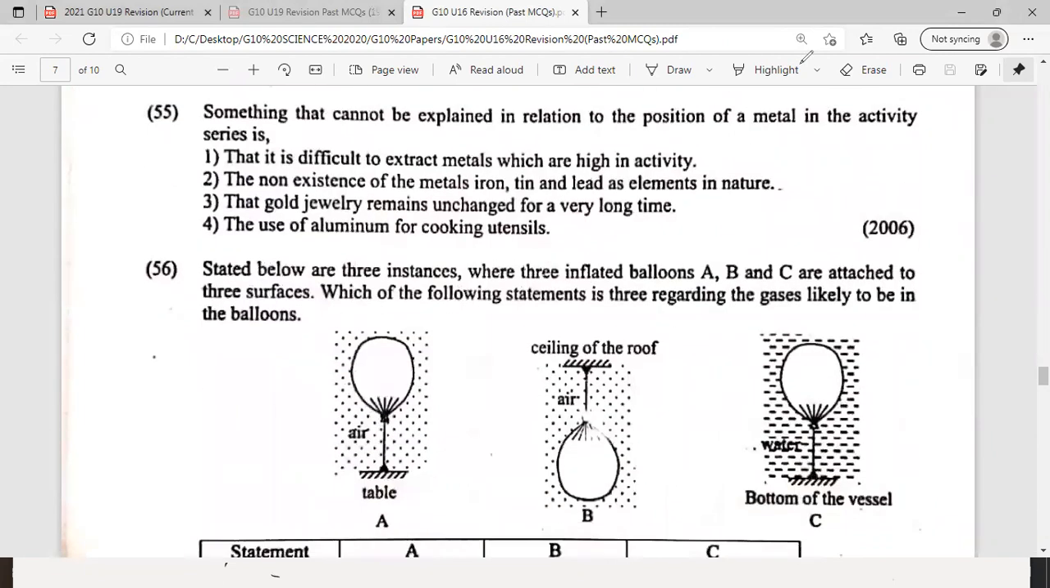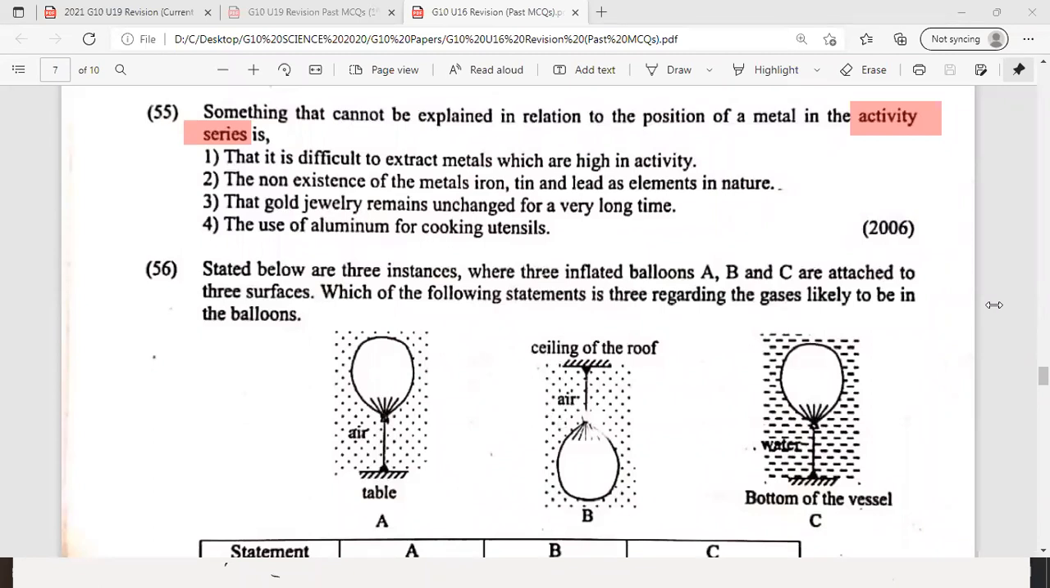55. Something that cannot be explained in relation to the position of the metal in the activity series. I told you, activity series you have to study. Otherwise, no point of doing the science paper without knowing the activity series. It's like you are going to do English without knowing the alphabet. There are two things you have to memorize in chemistry: periodic table and activity series. Right? Any volunteers who can give me the answer for question number 55?